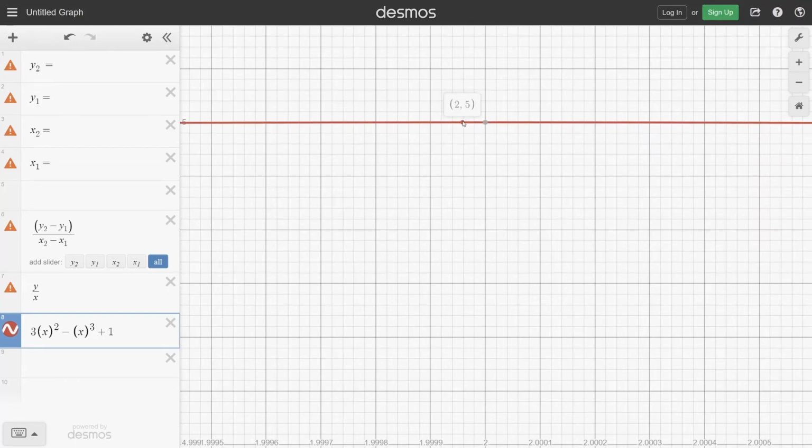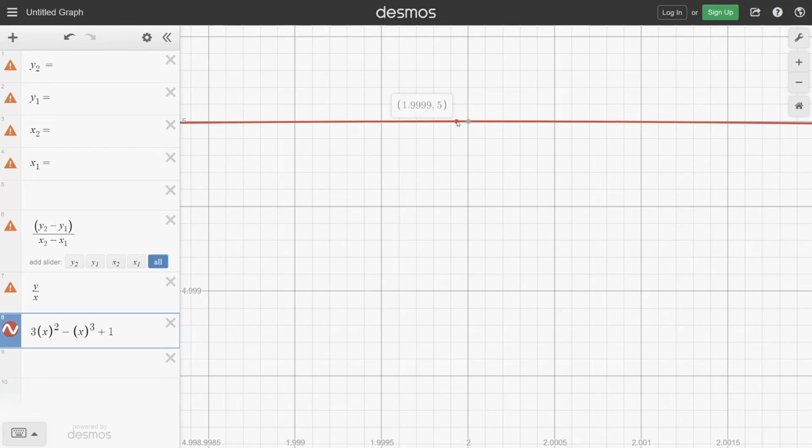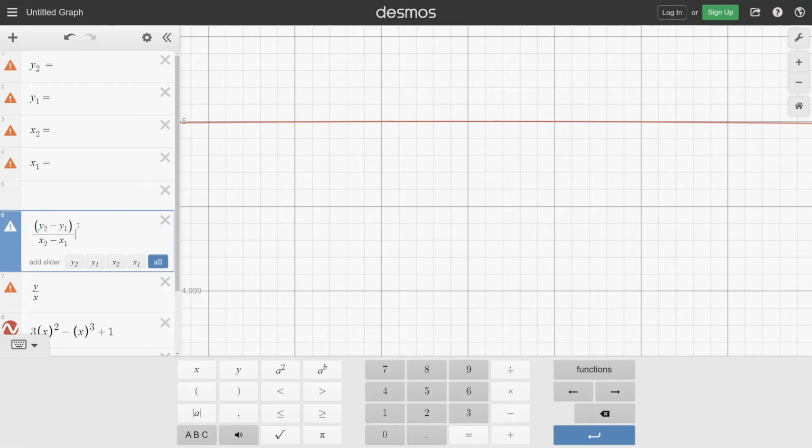So if we were to select a point, for example, there you go, 1.9999, Desmos is telling you that that point over there is 5. So then 5 minus 5 in our equation here would give us 0 as the slope.